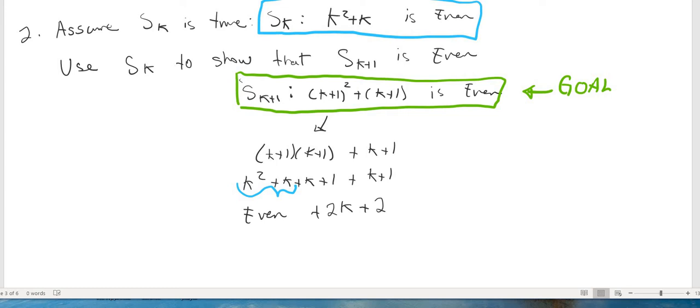Now what about this guy? What type of number is this? Well, what we're hoping for is, if you remember, we have a property: an even plus an even, the answer is even. And if that's what we get, we're done because that's the goal. Well, let's see if we can make this work. You can factor out a 2, right?